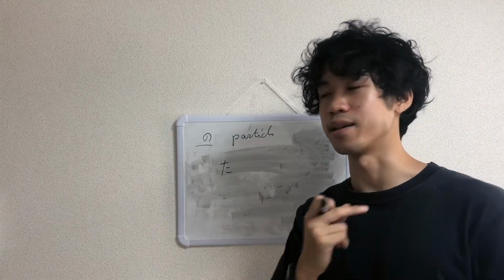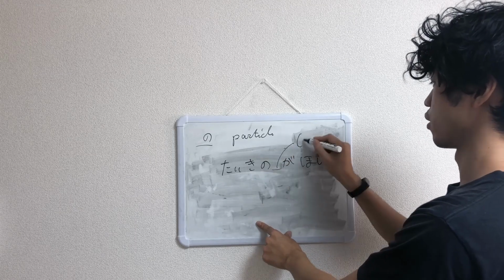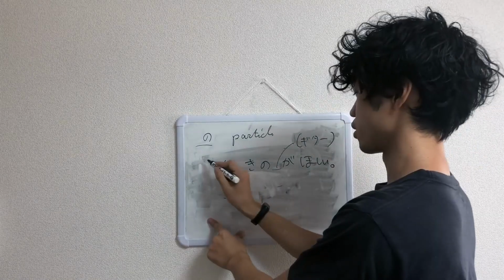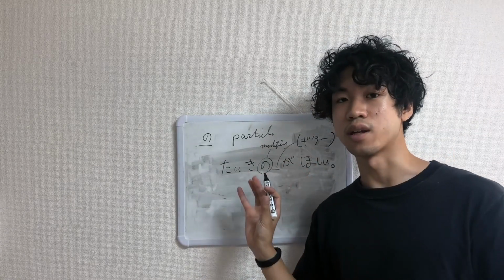I want mine. Taiki no ga hoshii. See, remember here, there's an invisible guitar. Taiki no guitar ga hoshii. It's fine. So this no is a modifier, which is the first usage that I talked about.